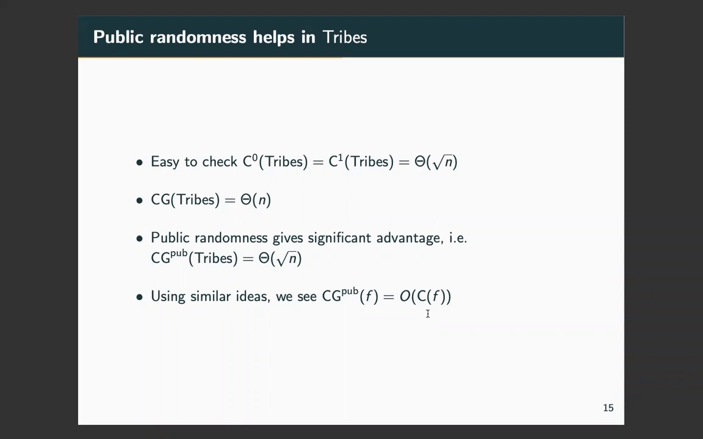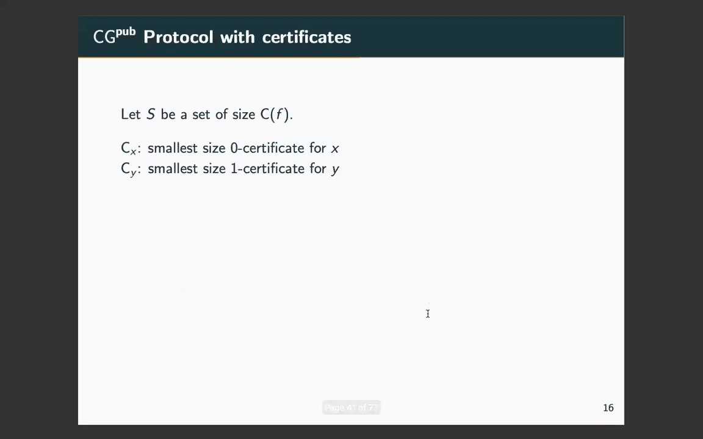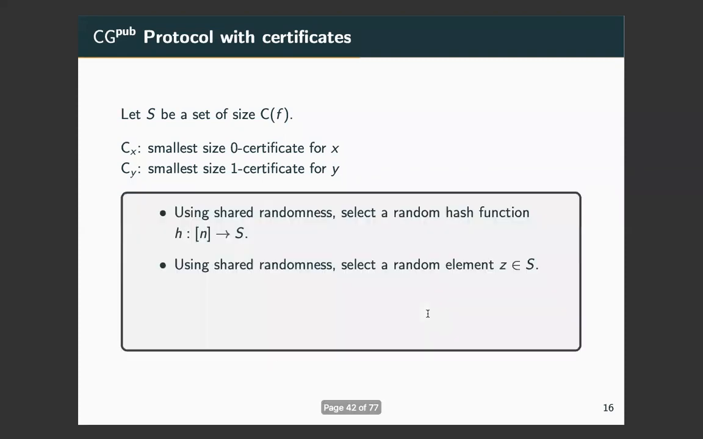Using similar ideas, we will show that CG pub of a function is asymptotically at most its certificate complexity. Firstly, let us pick a set S of size certificate complexity of F. Let Cx and Cy be smallest size certificates for X and Y respectively. Now, using shared randomness, we select a random hash function H that maps the set of all indices to the set S. We also select a random element Z from the set S using shared randomness.